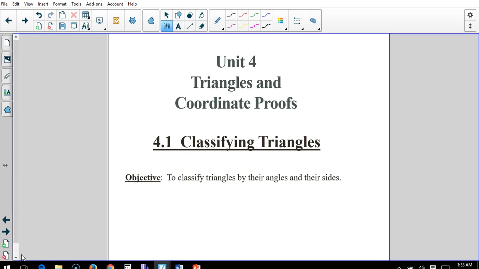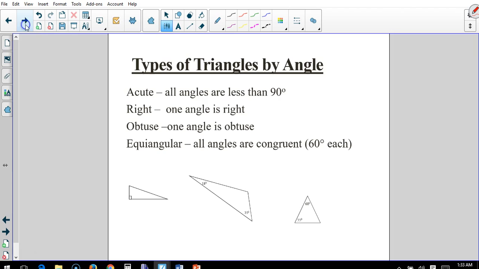Okay, Unit 4, classifying triangles. We're going to classify triangles by their angles and their sides. So, classifying triangles by angle. We've been talking about this already plenty, and you already all know this. An acute triangle: all the angles are less than 90 degrees. So we've been talking about acute angles plenty. Now we're applying it to triangles.